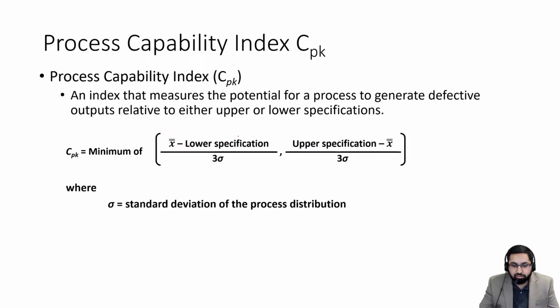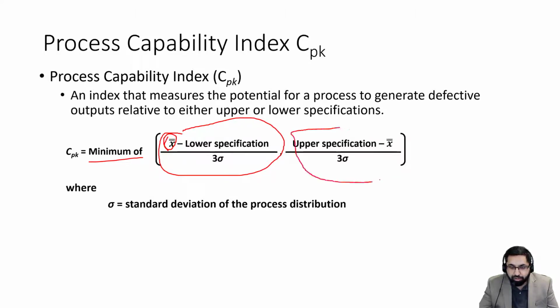And the index is more complicated. You have to take the minimum of two numbers. The first number is wherever the process is targeted, the average output of the process, minus the lower spec, over 3 sigma. And then we get a second quantity, which is the upper spec minus the average output of the process, over 3 sigma. The minimum of these two numbers is going to be our CPK.